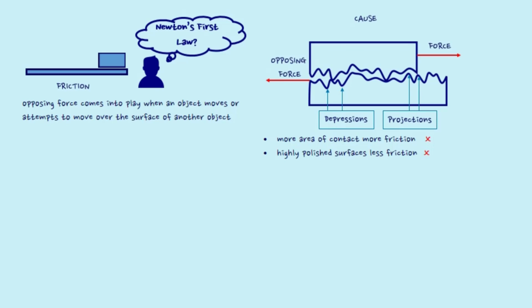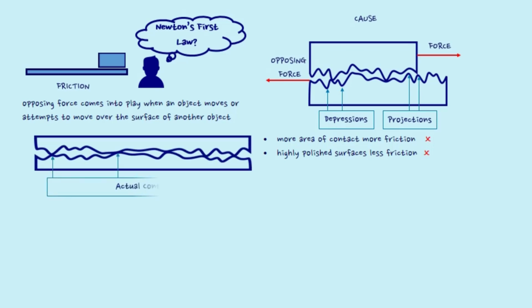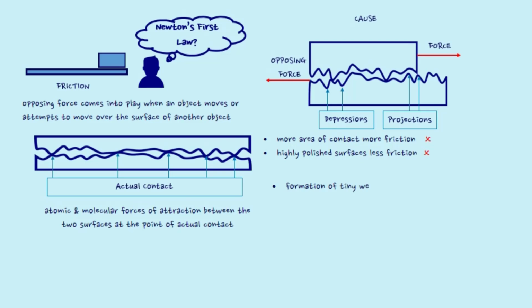In the next model, it is said that frictional force arises due to the atomic and molecular forces of attraction between the two surfaces at their actual contact. On the microscopic level, every surface has roughness. Therefore, when two surfaces are put together, the actual area of contact is very much less than the apparent area of contact. At this point of actual contact, the pressure is very high, which helps in forming tiny welds. So, whenever we need to move one object over another, we have to break these welds first, which explains why frictional force is always opposing the motion.